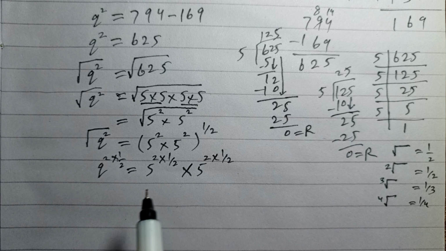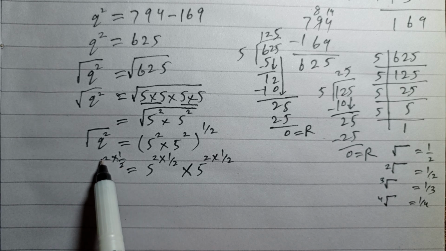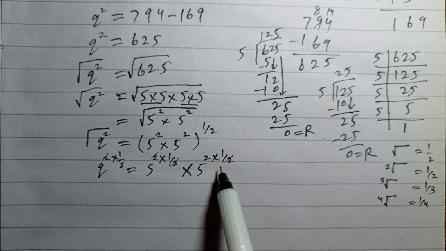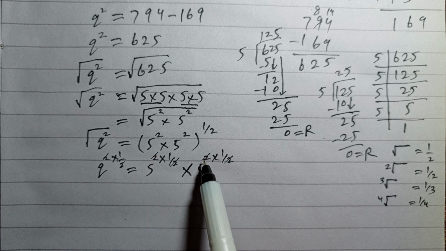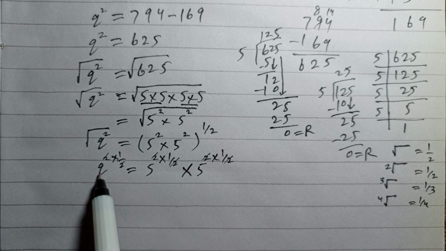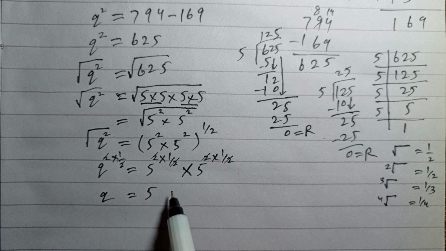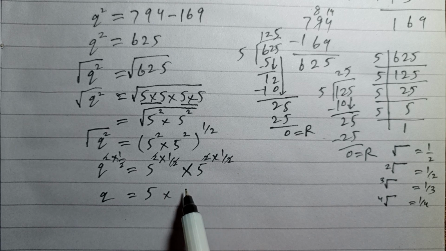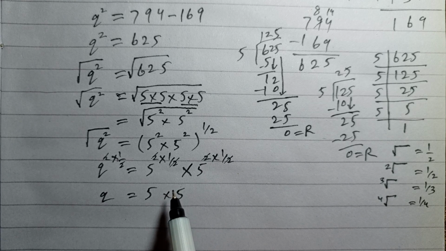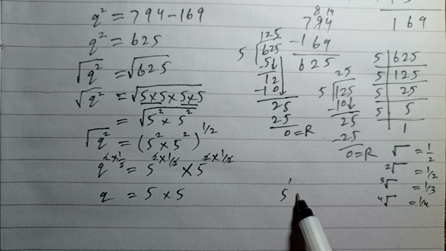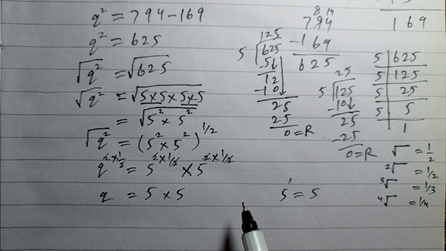Now dear student, you will cancel out this 2 by this 2, and in the same way 2 when divided by 2 will get 1. So these 2 can be cancelled with each other. So you will get q raised to power 1, and it means that 5 raised to power 1 means 5, and this 5 raised to power 1 also means 5 because raised to power 1 shows that it is the same number. You can say that 5 raised to power 1 is equal to 5.